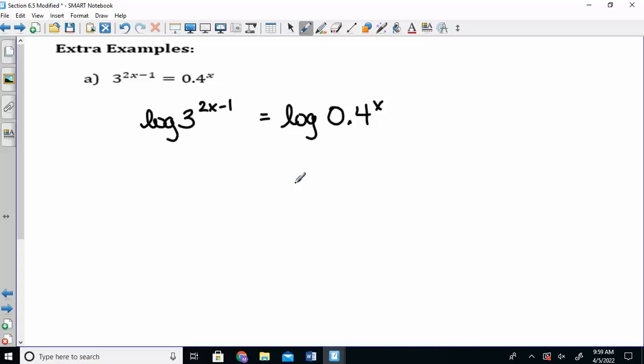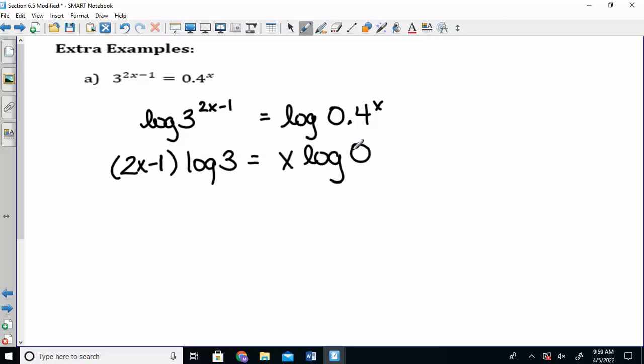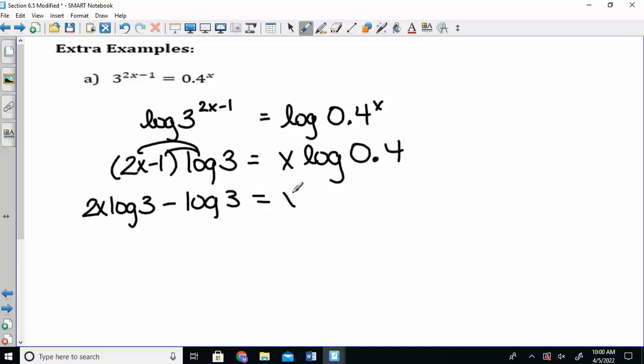And then, why is that helpful? You get the x's by itself. So the log, or the exponent, comes down. So these were like the two longer problems we did yesterday. So we have to split it. Distribute, yeah. So we get 2x log 3 minus log 3.